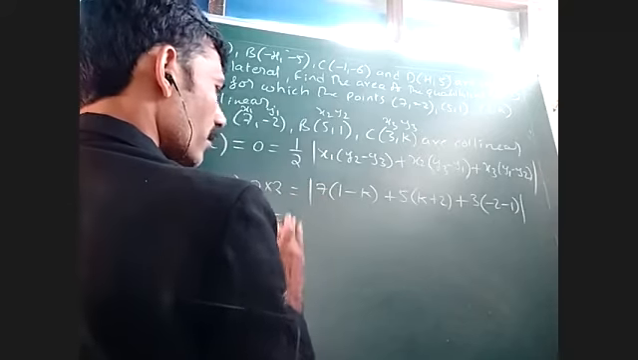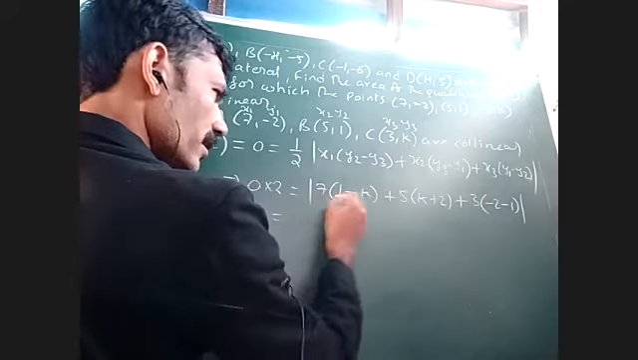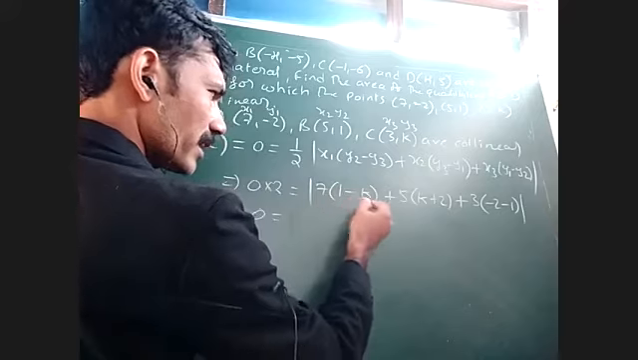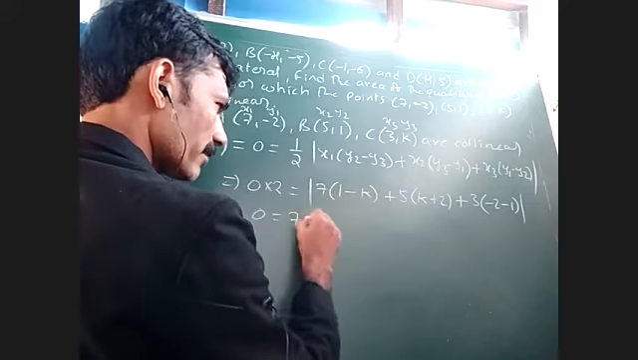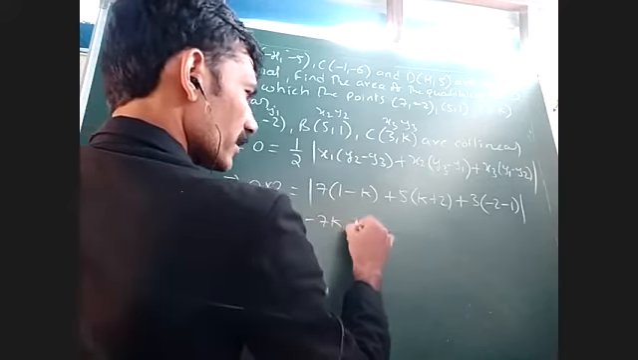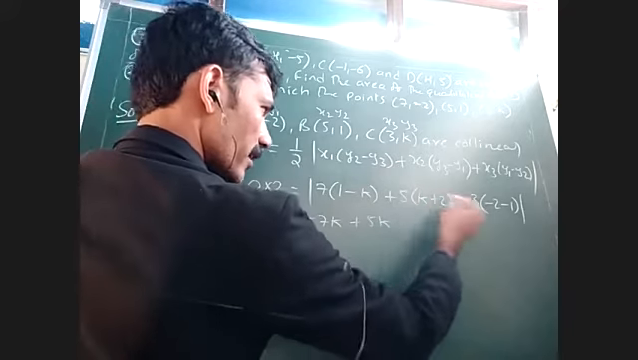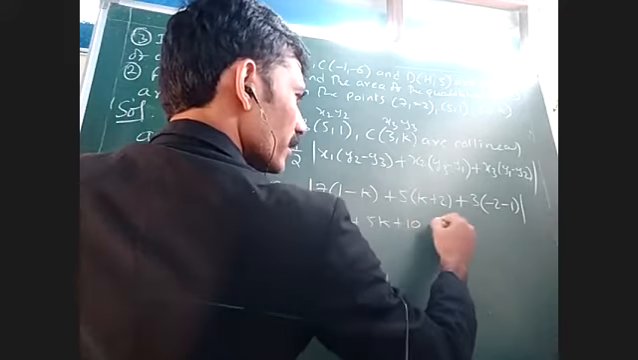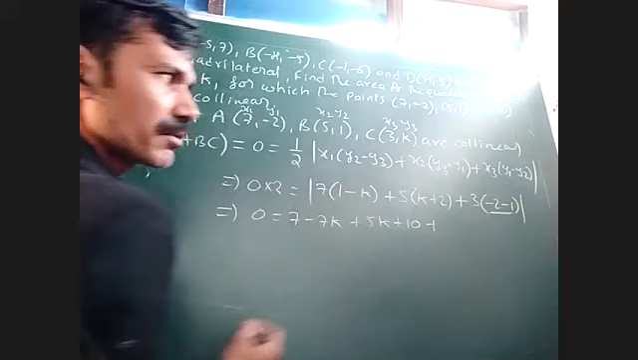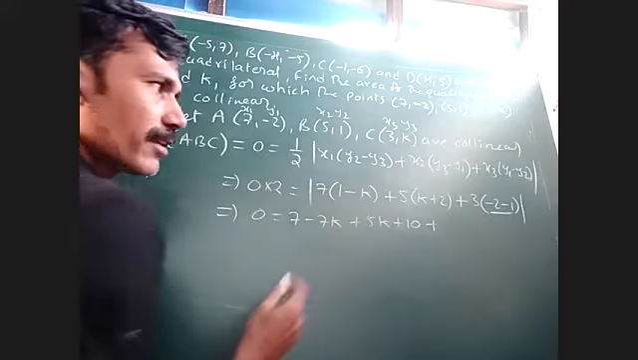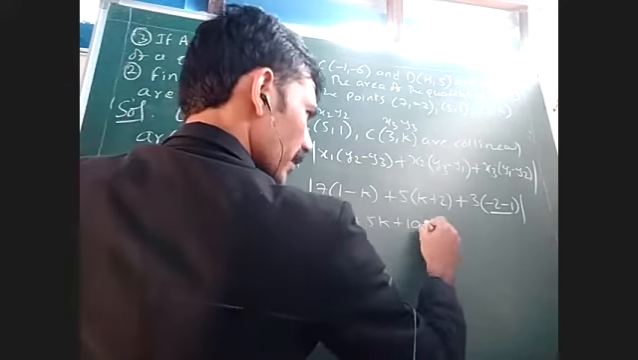Here it is a binomial, we can't add, so we have to multiply with 7. That is 7 minus 7k. Here 5 times (k plus 2), I'm using the distributive property: 5k, and 5 times 2 is 10. Here these two we can solve: that is minus 3, and 3 into minus 3 is minus 9.